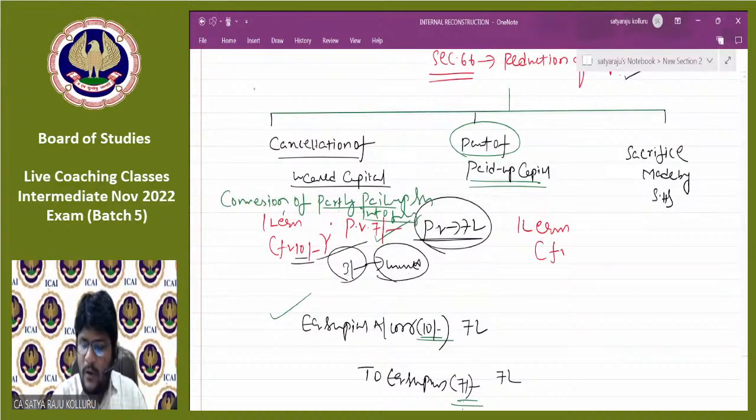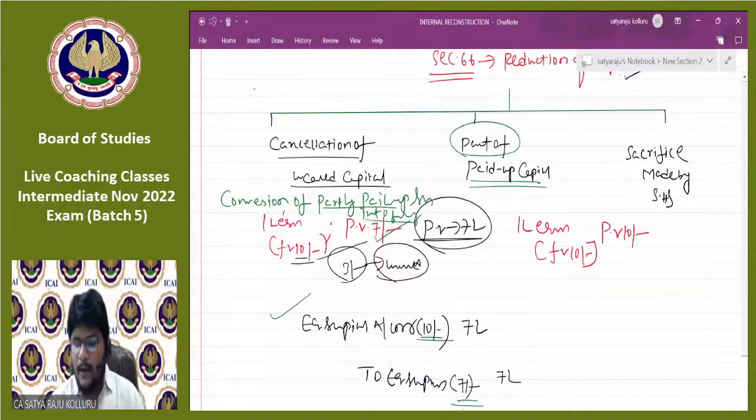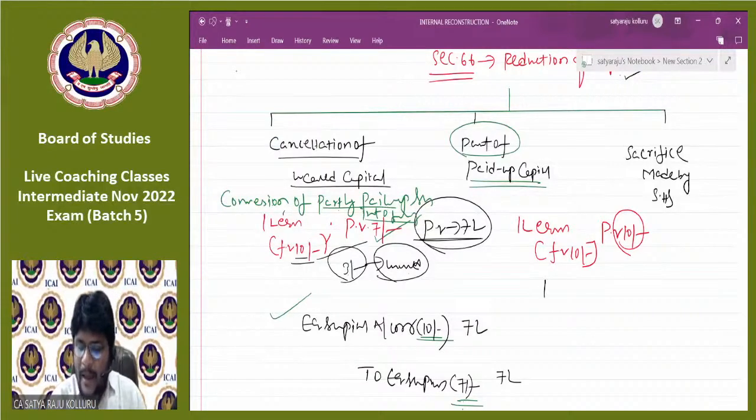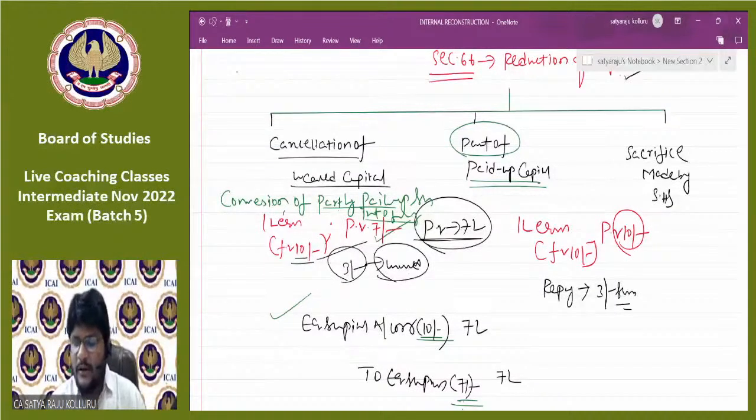Face value is again 10 rupees, and the paid up value also, you can consider it as 10 rupees for the time being. Am I right, guys? Now, out of this 10 rupees paid up value, we are going to repay 3 rupees per share to each and every equity shareholder, which is nothing but payment of paid up capital.